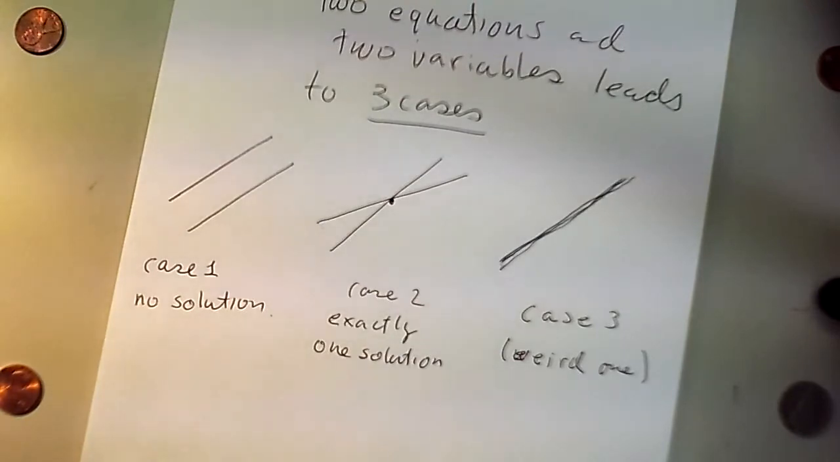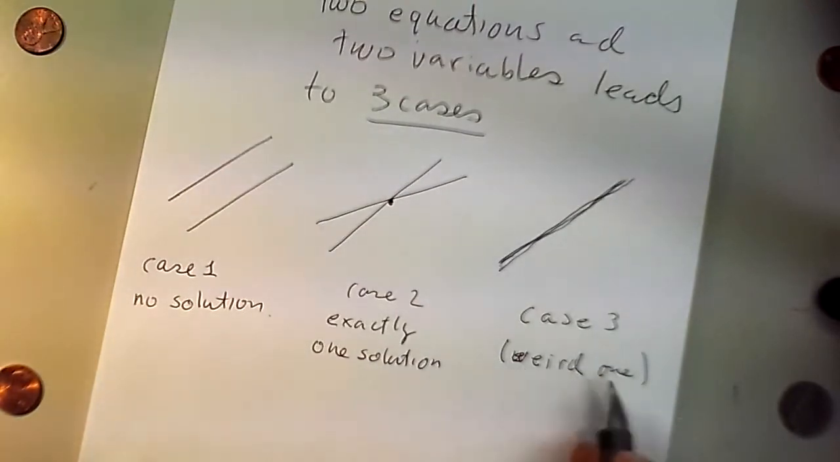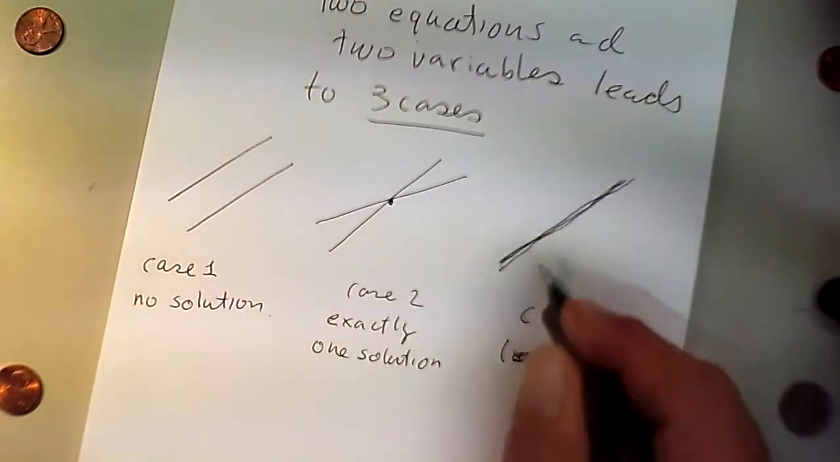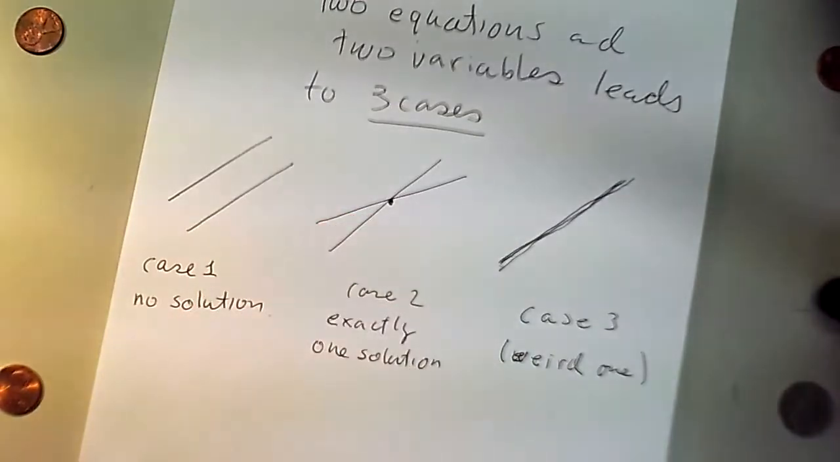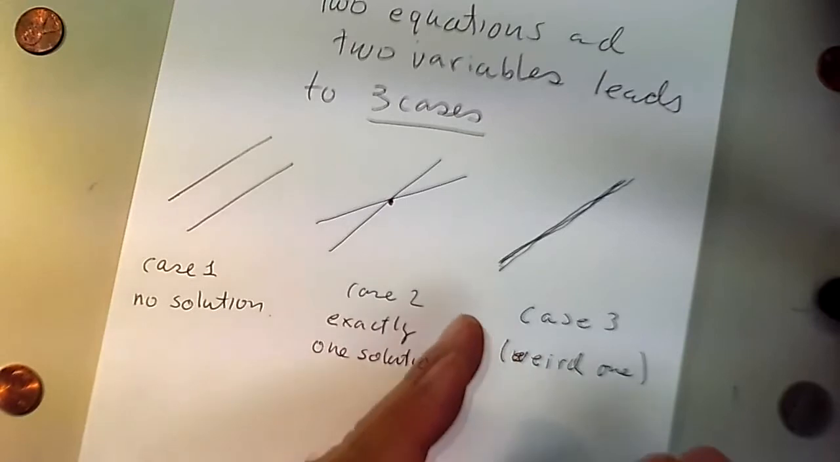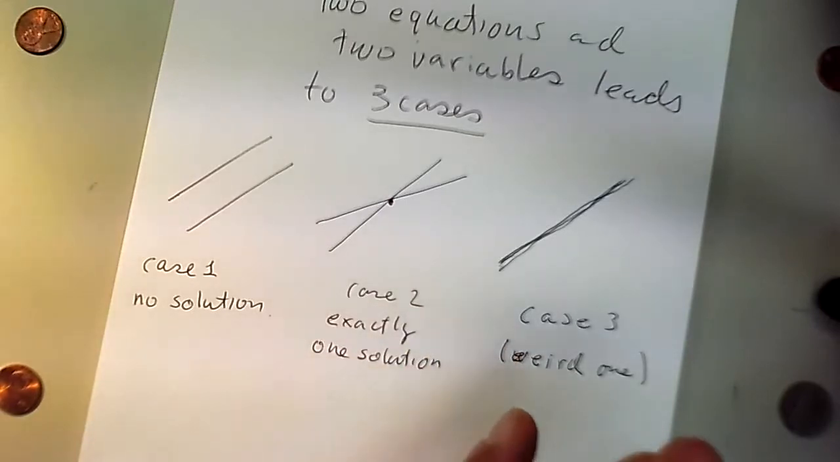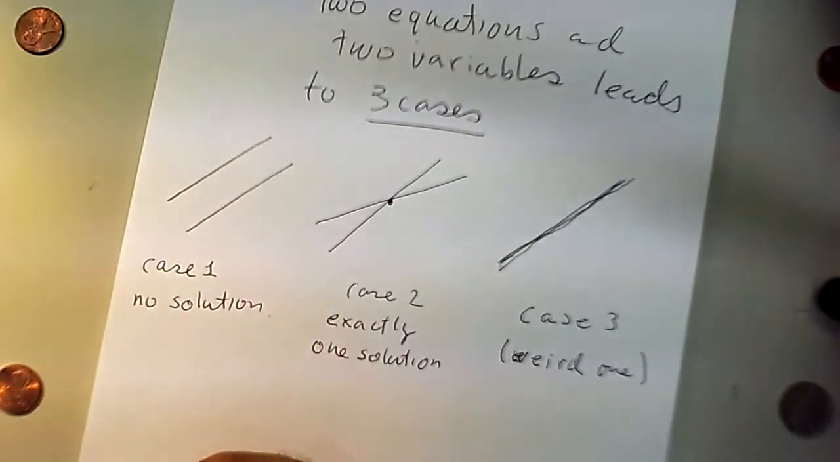Case three, that's the weird one. Mind, it is weird because if we have a line on top of the other line, aren't they the same line? Yes, they are the same line, but yet we are comparing a line with itself to see how much they intersect. And of course, they intersect everything.